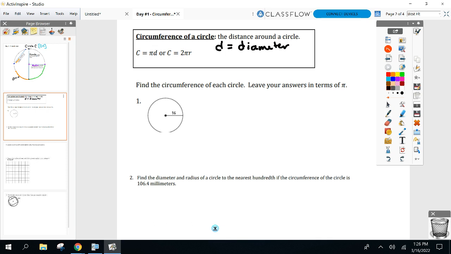Or, if you prefer, you can use this one. Same formulas. 2 pi r now. So 2 times your pi value times r. R would stand for what? Radius, yep. And that makes sense because what is the relationship between radius and diameter? Diameter is twice the radius length.